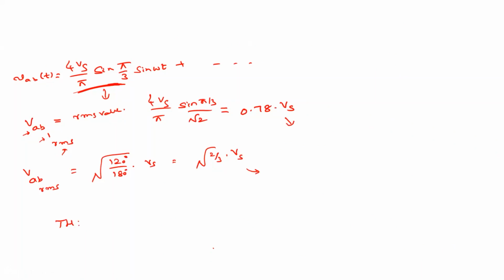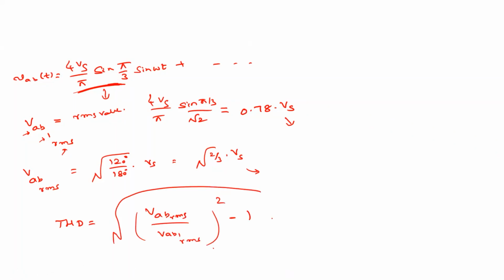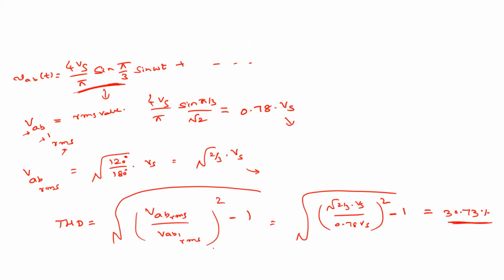So now how do we find THD? What is the formula for THD? Square root of (VAB RMS by VAB1 RMS) square minus 1, right? This is the one. So find out: root of ((root 2 by 3 Vs by 0.78 Vs) square minus 1). So what is this value? It is 30.73, in terms of percentage, 30.73 percent. So this is its THD, right?